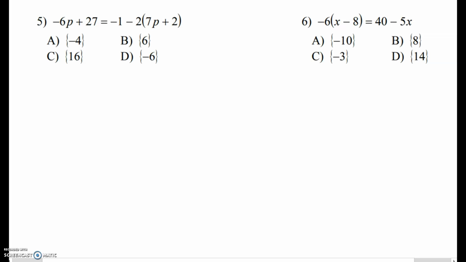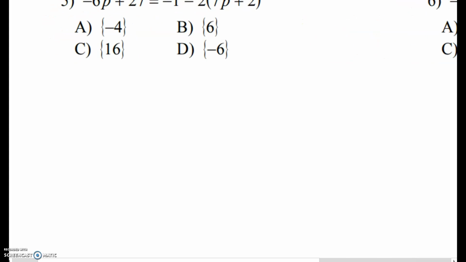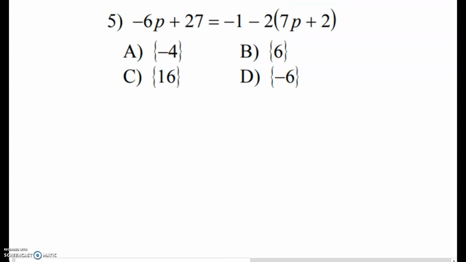So let's look at these two problems. They're a lot like the one we just did. Remember, guys, I attached the key to all these problems for your practice. If you do the one on the right, all you have to do is distribute the negative 6 throughout the parentheses and then start getting things by themselves. So let's focus on this one.